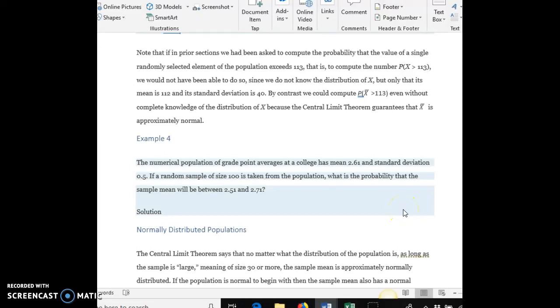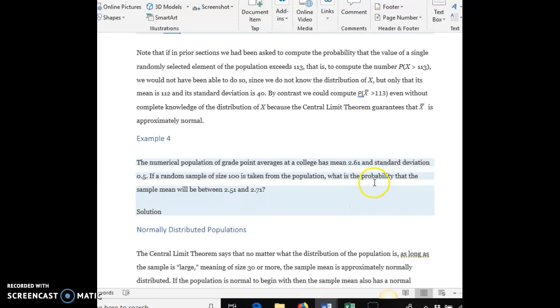Let's look at example 4. The numerical population of grade point averages at a college has mean 2.61 and standard deviation 0.5. If a random sample of size 100 is taken from the population, what is the probability that the sample mean will be between 2.51 and 2.71?